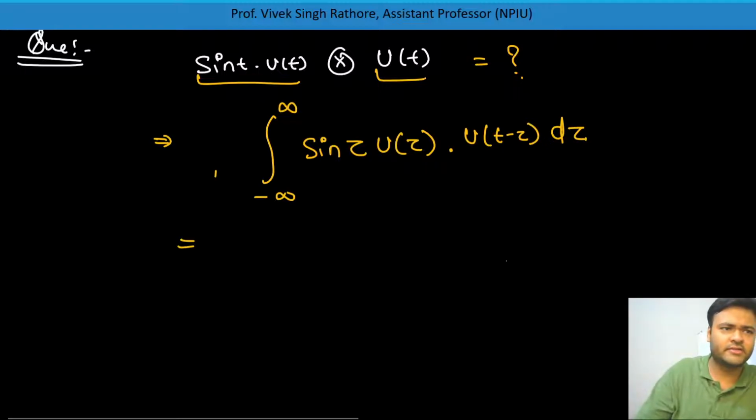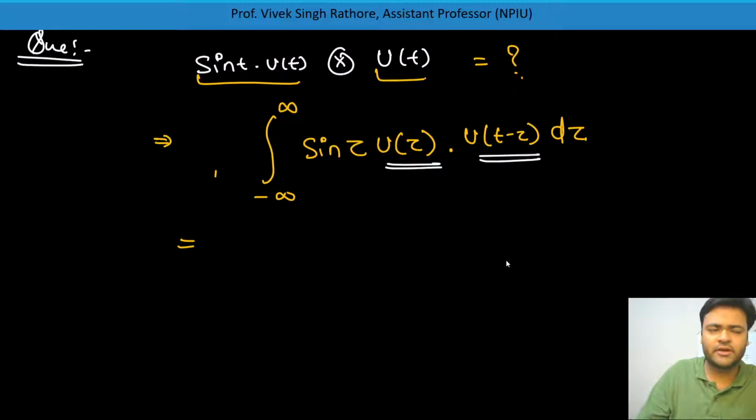Very easy it is actually. See, u(tau) into u(t minus tau). Whenever a signal is multiplied by u(t) or u(tau), it now starts from t equal to 0 or tau equal to 0. But first we need to see that sin tau is multiplied by these two signals.